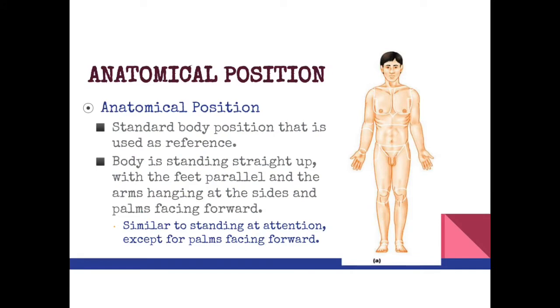So the next thing we'll talk about here is anatomical position. So anatomical position is the standard body position that is used as a reference. And in your book, when you see full body diagrams, most of the time they will be in anatomical position. So anatomical position, the body is standing straight up with the feet parallel and the arms hanging down at the sides, palms facing forward. Okay, so this is considered anatomical position.